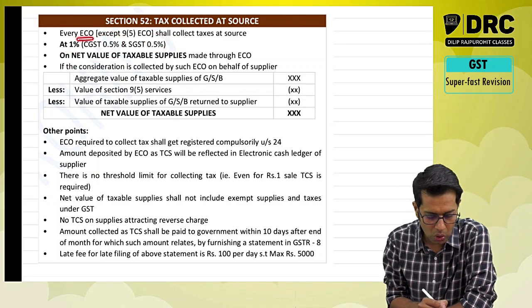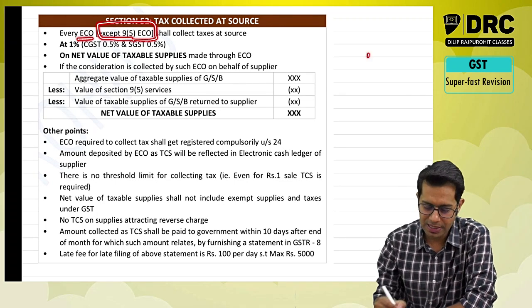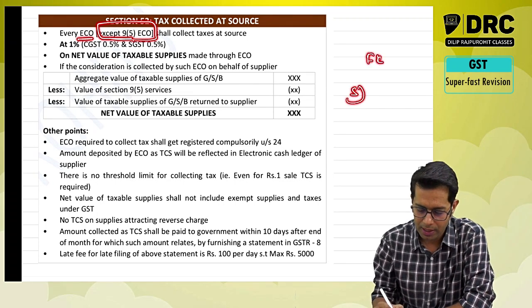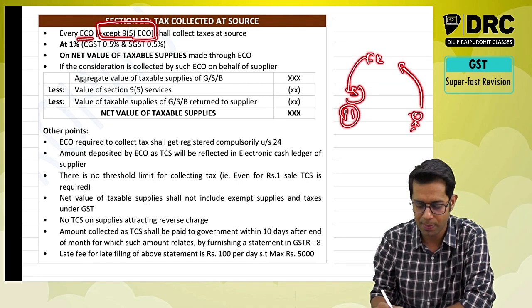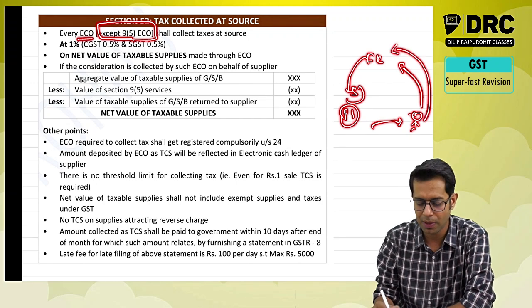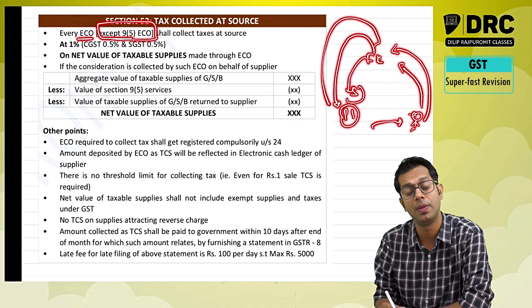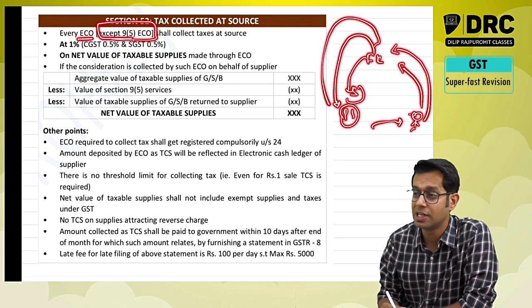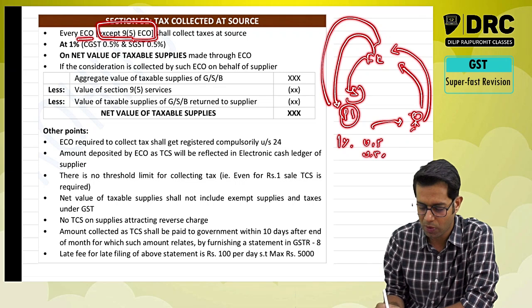Please note, it includes all types of e-commerce operators except those under section 9 subsection 5. Basically, it talks about Flipkart. Now we have Priya Sarees and there is a customer. The customer places an order on Flipkart. Flipkart gives the information to me. I supply the goods to the customer. The customer makes the payment to Flipkart, and Flipkart makes the payment to me. At the time when Flipkart is making the payment to me, Flipkart is required to collect taxes at 1%, 0.5% CGST and 0.5% SGST.